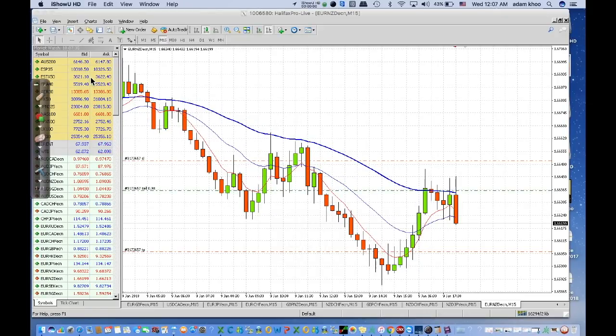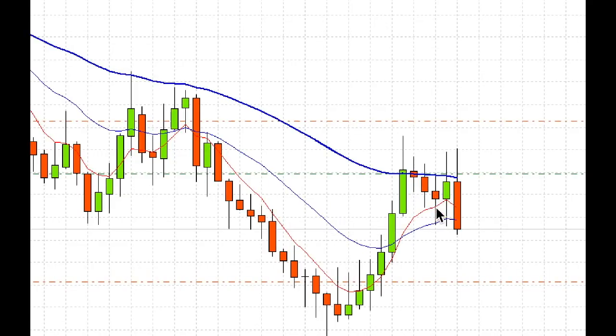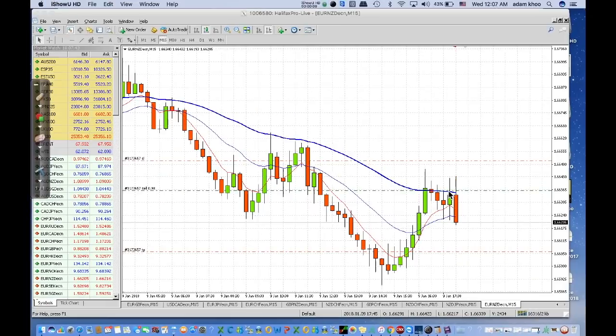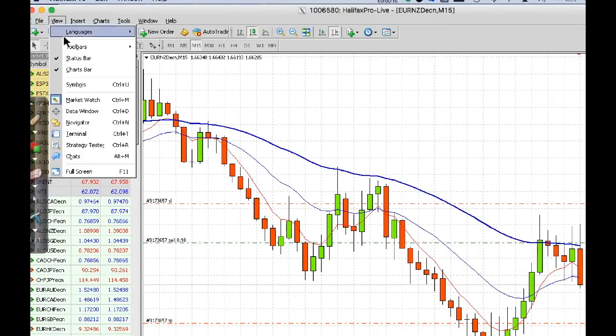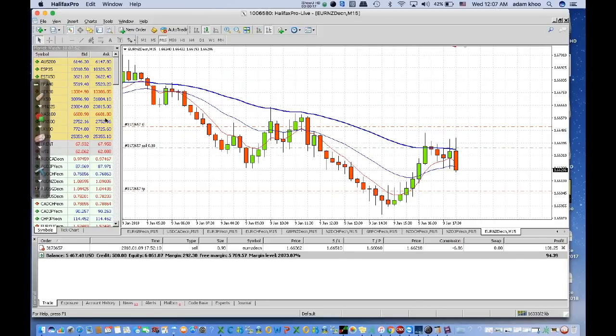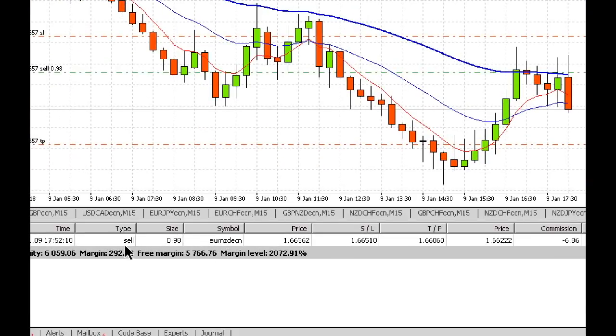All right, so checking in on our trade and some good news. As you can see, the price actually went back up as we anticipated, and it triggered our sell order. All right, so let's take a look at the order. View, Terminal. All right, so as you can see, we sold Euro New Zealand at 1.6636.